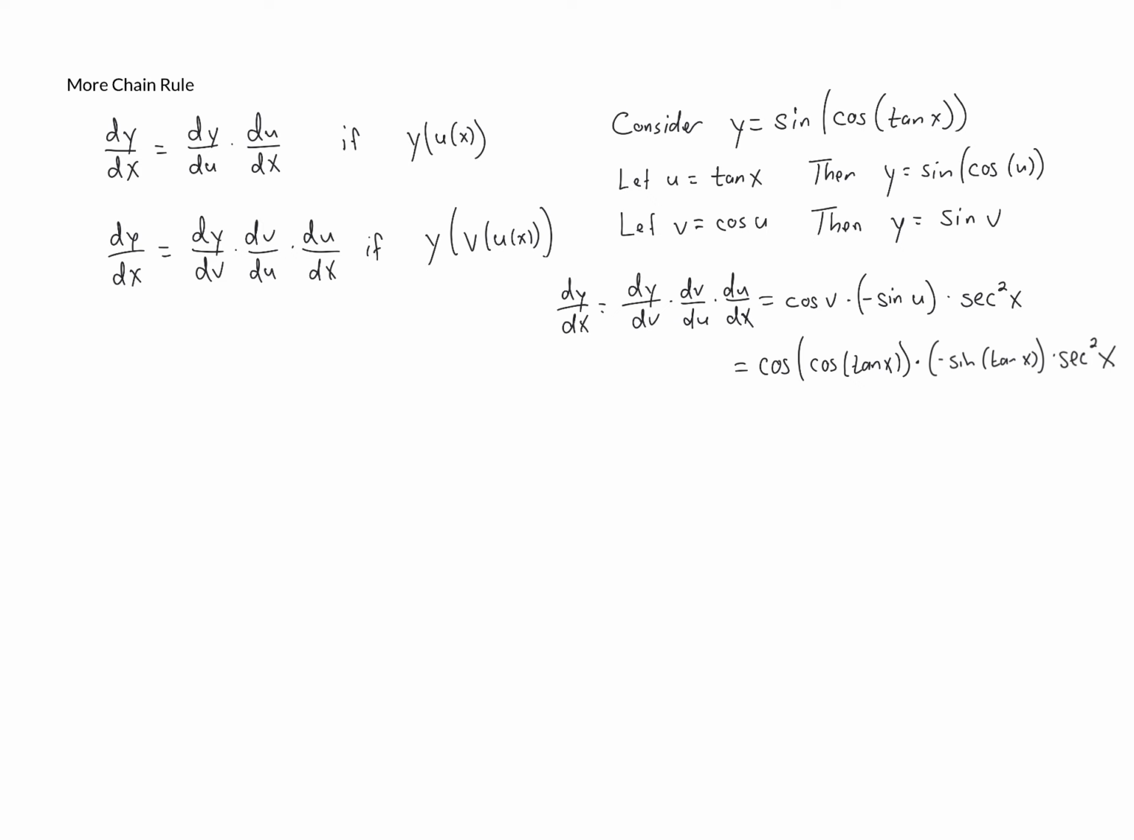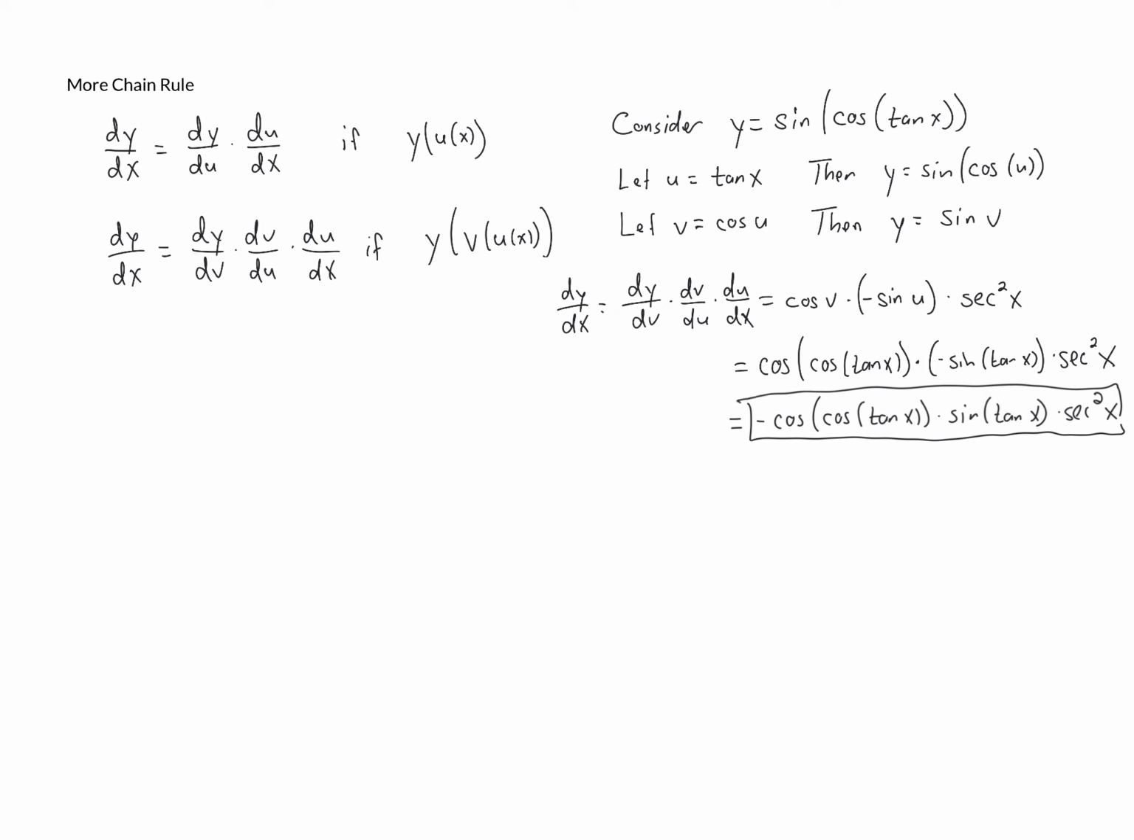All right. The last thing I would do is I would take this negative and move it out front, which is a little thing for a whole nother row of work, but let's do it. Negative cosine of tangent of x times sine of tangent of x times secant squared of x. And that is what we end up with.